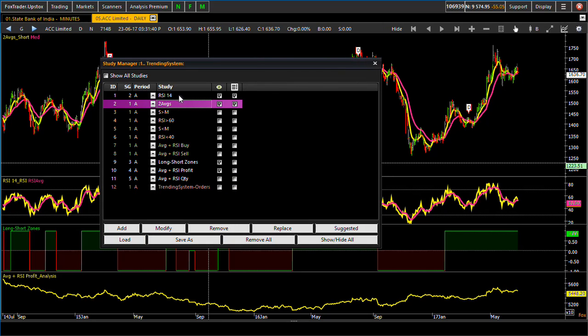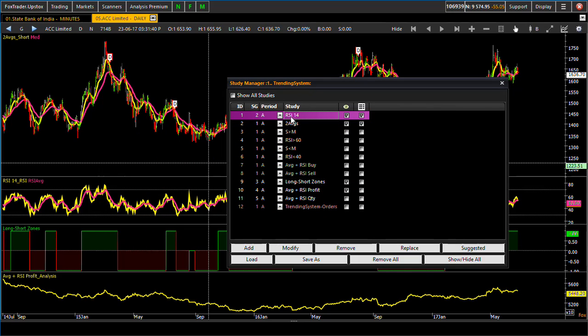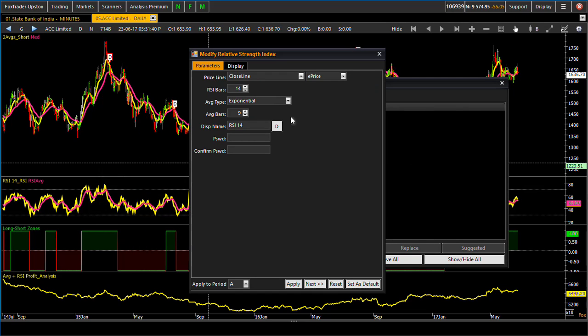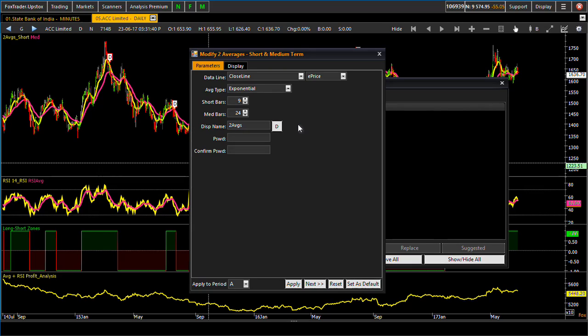Now look at the indicators that I have used in this strategy. I have used RSI, and I have taken the default input of 14 bars. So this is RSI 14. I have used two averages out here, which are exponential, 9 and 24 averages. I can choose to have any exponential moving average. It's not a compulsion to have 9 and 24.